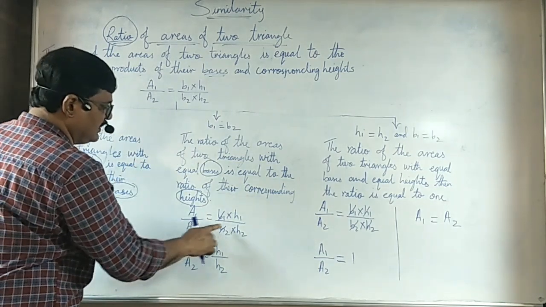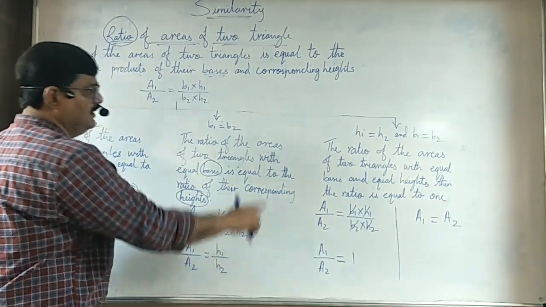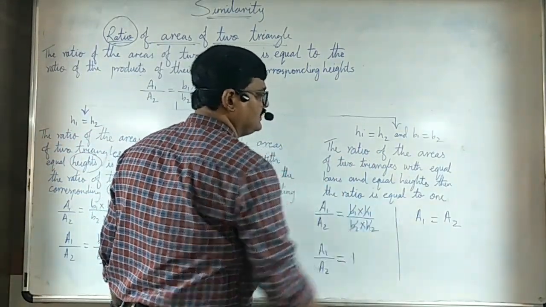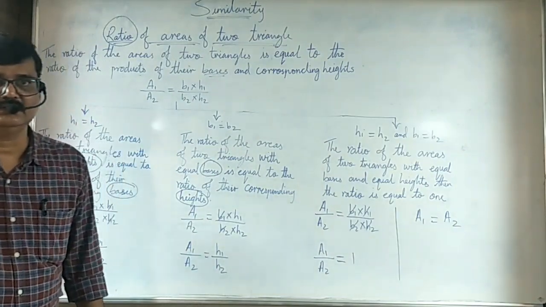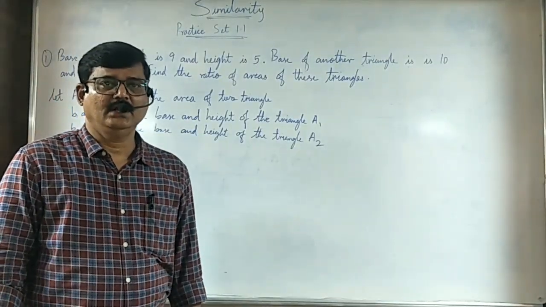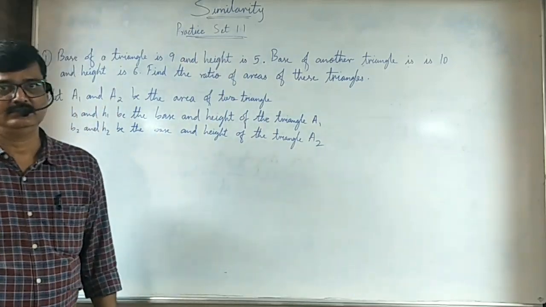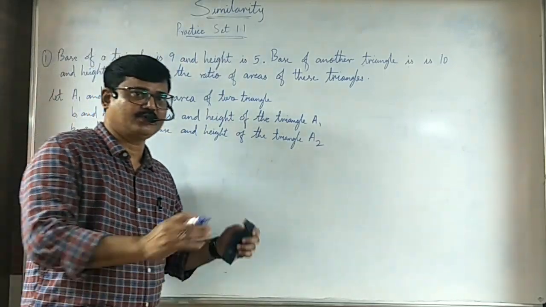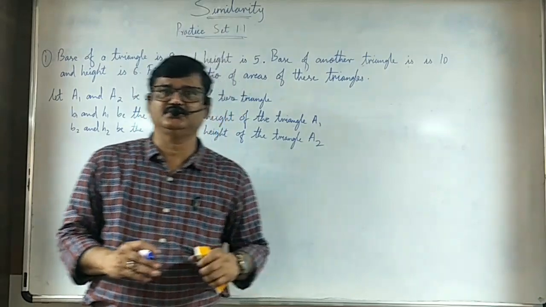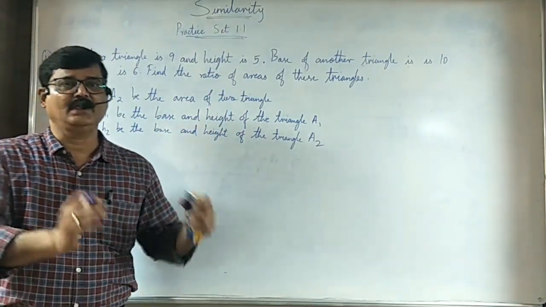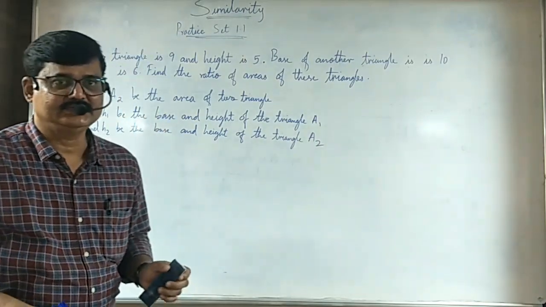If the bases are equal, the ratio will be equal to the ratio of the corresponding heights. If the height and base are equal, the ratio will be equal to 1, and therefore the areas are equal. Okay students, now let's start with practice set 1.1. We have done this property, the ratio of the areas of two triangles. On that basis, you will be doing the sums.